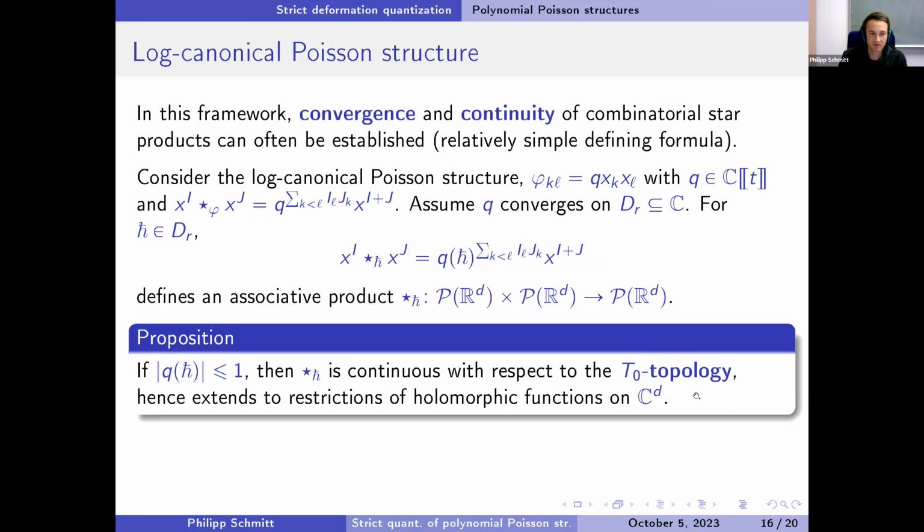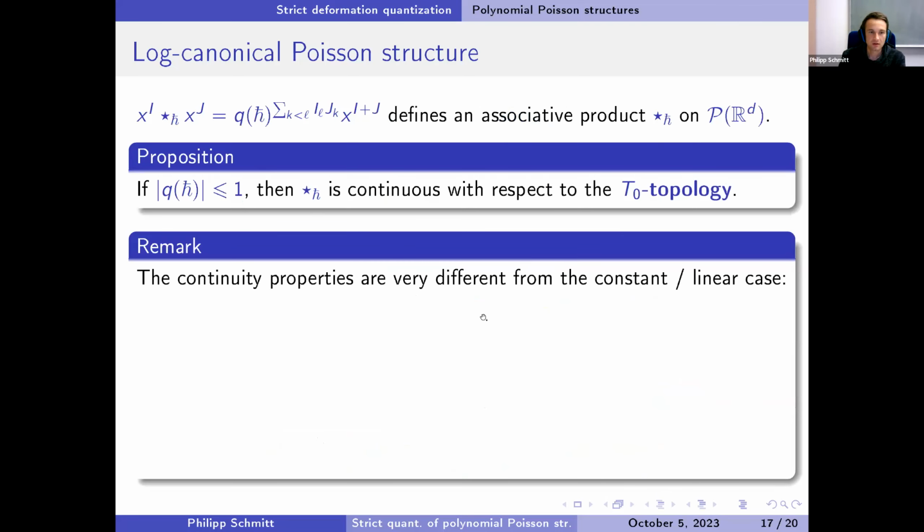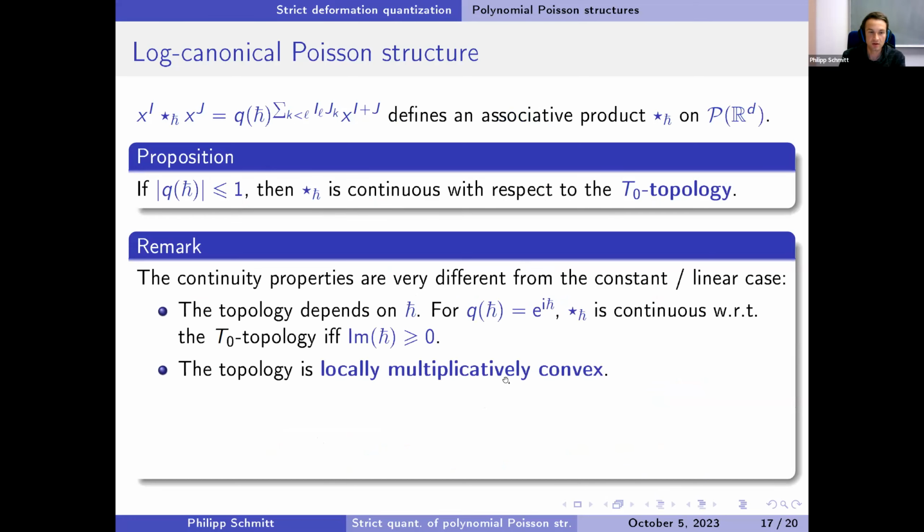Okay, how does this work? Well, the proof is essentially trivial. You just plug in the semi-norms that we had before. You compute the star product using the formula from up here. You see that Q of H bar is in absolute value smaller than 1, so you can just drop it. And you just see that what you get out is the two semi-norms that you started with. So in this case, the semi-norm is even locally multiplicatively convex. And therefore, this gives you a very nice result that is really different from the constant and linear case because the topology here is locally multiplicatively convex, but it depends very much on the value of H bar because this condition that Q of H bar in absolute value is smaller or equal than 1 is only satisfied if H bar has non-negative imaginary value.